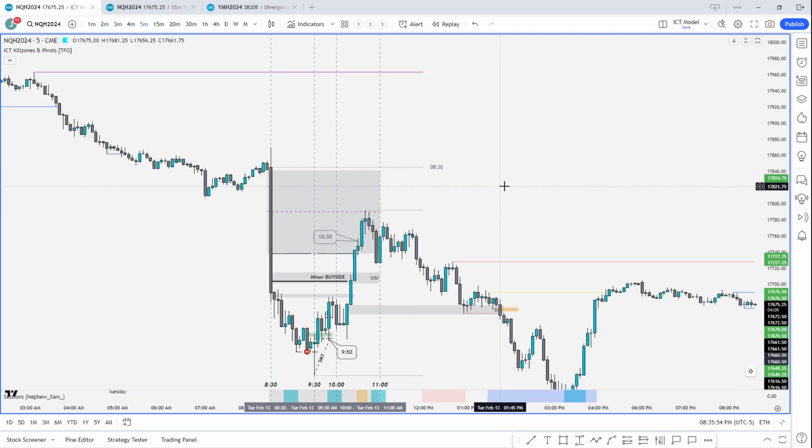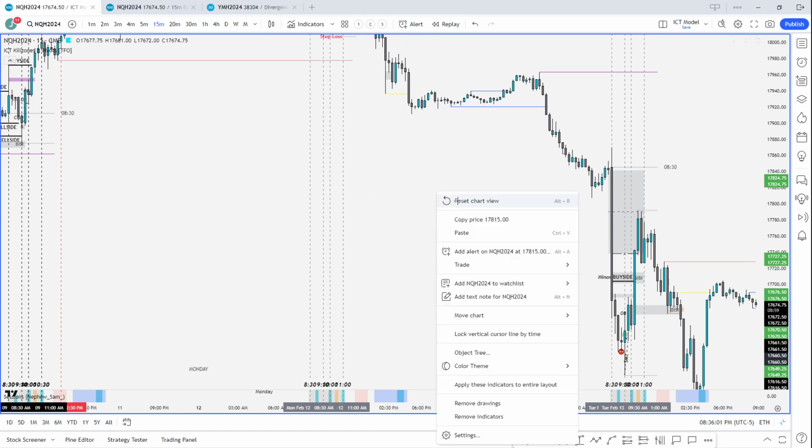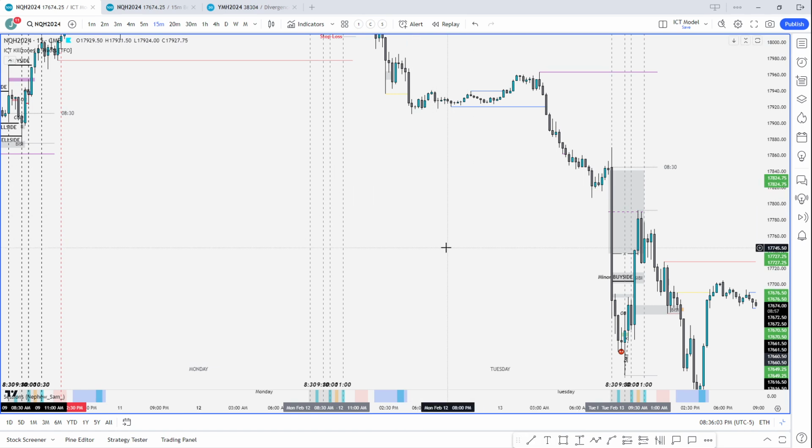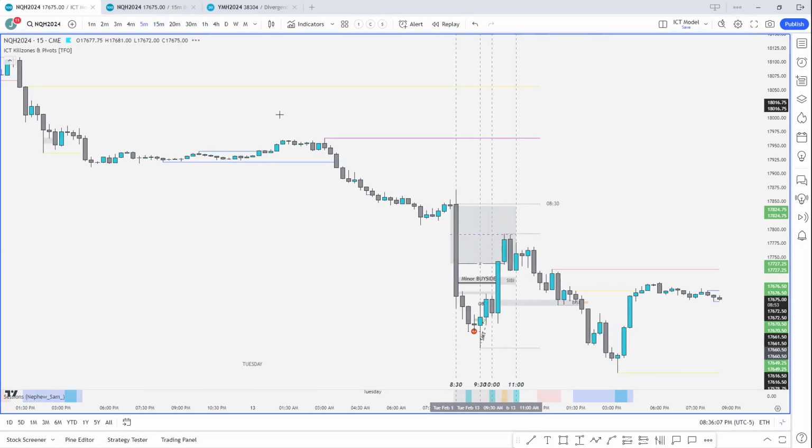by the way, if you're wondering how I'm resetting the chart quickly, say we're over here, you just right click on the screen and you can reset the chart value, or you can do Alt R. So if I click on this, it'll reset me. Anyways, go back to the 5.